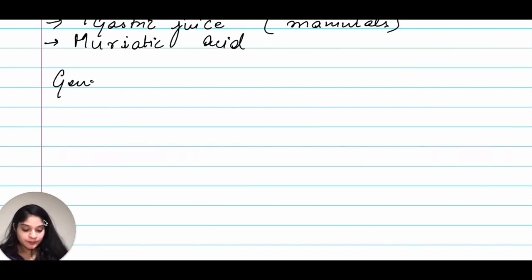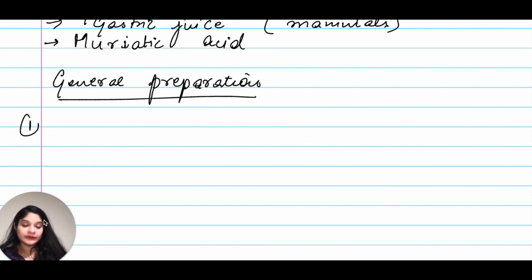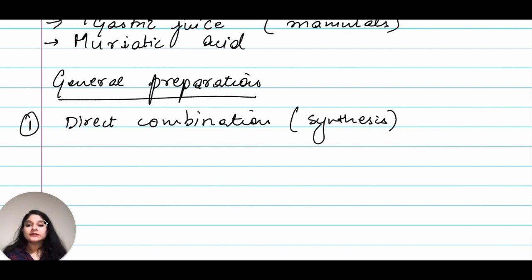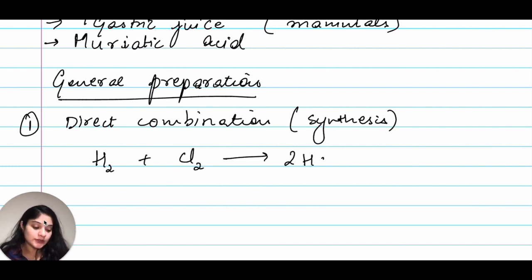So, general preparation. In general preparation, we have two methods. The first method is direct combination. This is also known as synthesis reaction. In synthesis, what we are doing is we are directly combining hydrogen gas with chlorine gas and we are getting 2HCl. This reaction can specifically happen in diffused sunlight.